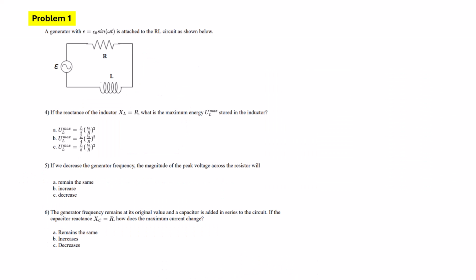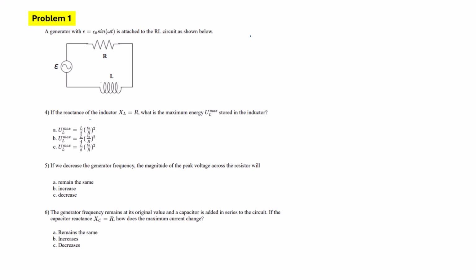All right, here is problem 1. We have a generator with a voltage equal to V naught sine of omega t attached to the RL circuit as shown below. Our first question says, if the reactance of the inductor XL equals the resistance R, what is the maximum energy stored in the inductor?